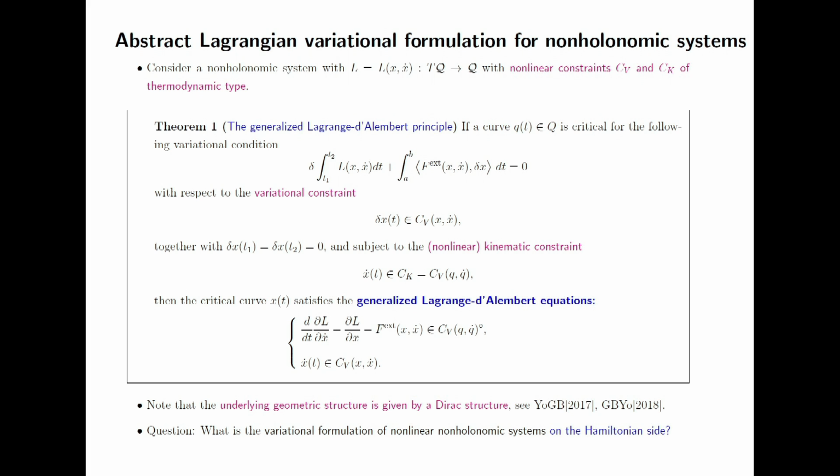So we have already shown the concrete setting, but this is an abstract setting. So we have a variational condition, and the variational constraint together with the nonlinear kinematic constraints. Then if the curve is critical for this, we can get the generalized Lagrange-D'Alembert equation. So the critical curve satisfies these equations. Okay, so far so good.